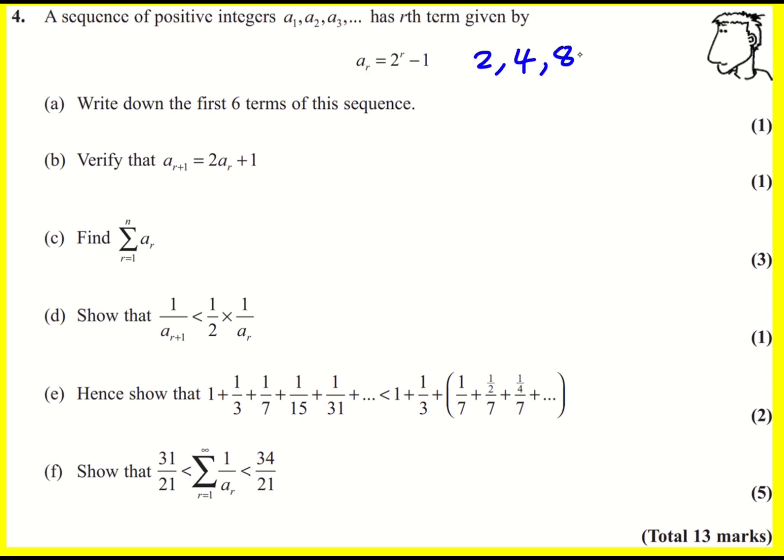So 2, 4, just keep timesing them by 2, 8, 16, 32, 64. Which means for our sequence, we'll get 1, 3, 7, 15, 31, and 63.